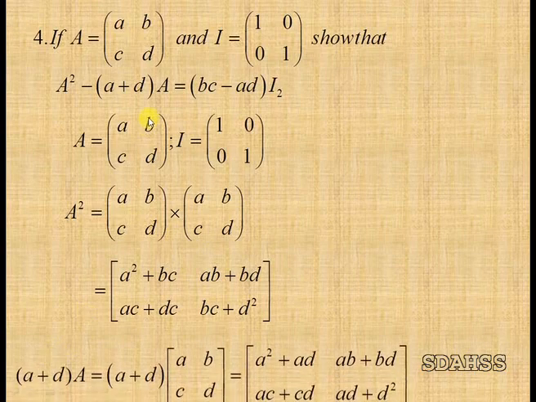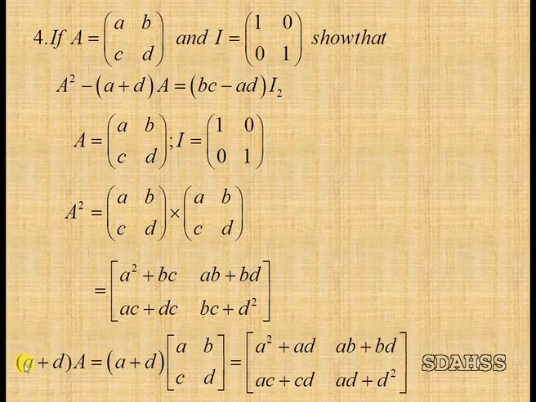Then you find (a plus d) into A, where a plus d is the sum of the diagonal entries. Here A is equal to [[a, b],[c, d]]. Now multiply: a squared plus ad, then ab plus bd, ac plus dc, ad plus d squared.